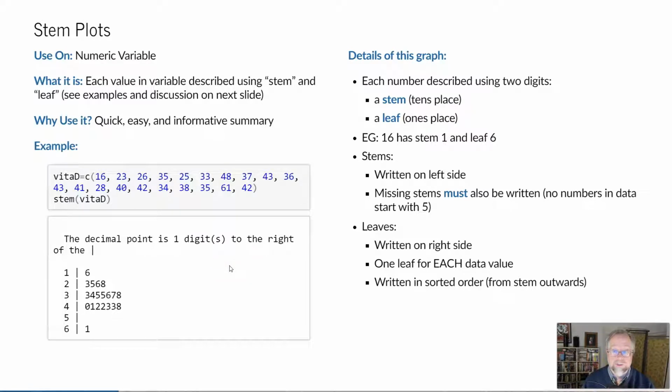So that's important. One other thing I should comment on is that the order of the leaves is sorted, and it's sorted as you move away from the stems. So 23, 25, 26, 28.